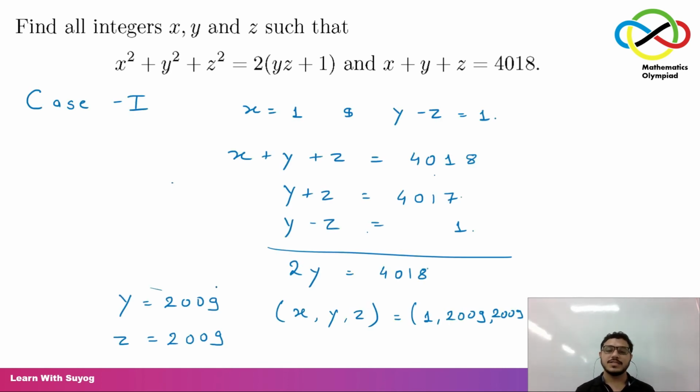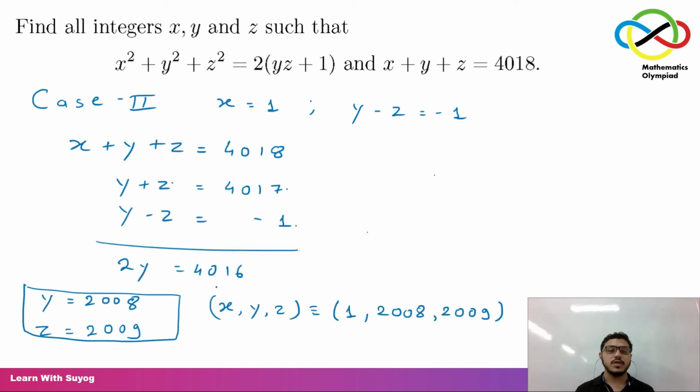The one answer for x comma y comma z is when we put x is equal to 1 and y minus z is equal to 1. So we got the result x comma y comma z as 1 comma 2009 comma 2008. Another solution we got when we put x is equal to 1 and y minus z to be equal to minus 1, and we got this to be equal to 1 comma 2008 comma 2009.